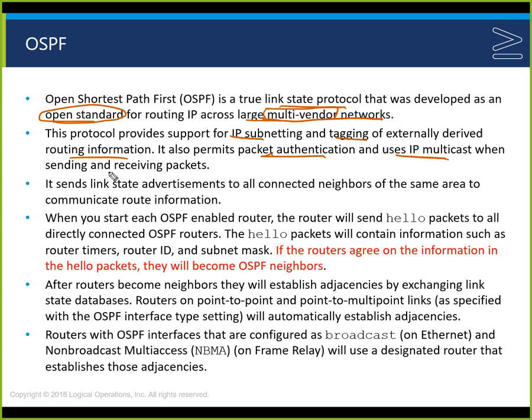IP multicast when sending and receiving packets, multicast, not broadcast, so that it sends it to specified machines, specified routers, and these are going to be the routers. The multicast group is going to be those routers that have OSPF installed on it. Sends link state advertisements to all the connected neighbors of the same area, and it's designed for much larger networks. We have areas which are similar to autonomous systems, similar to any grouping. We group these things together.